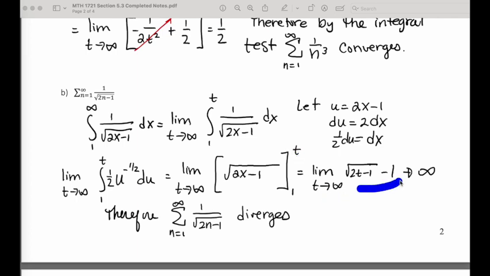When I do that, I get the limit as t approaches infinity of the square root of 2t minus 1, and then minus 1 on the outside of the square root. And as t gets bigger and bigger, this whole value gets bigger and bigger, so this diverges. Now, because the integral diverges, we can say that the series diverges using the integral test.